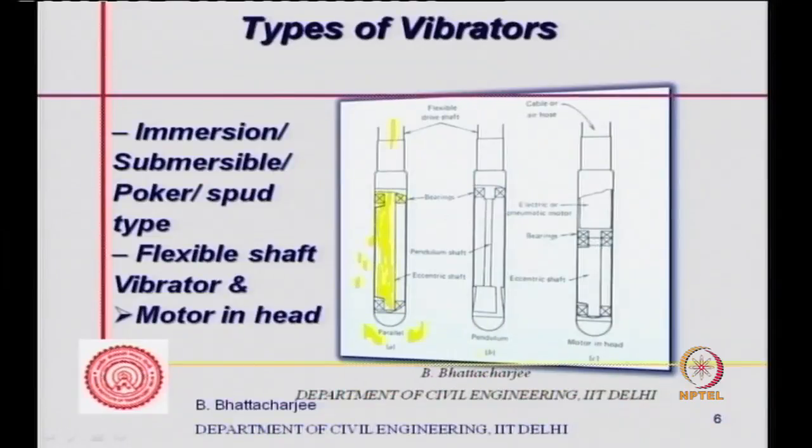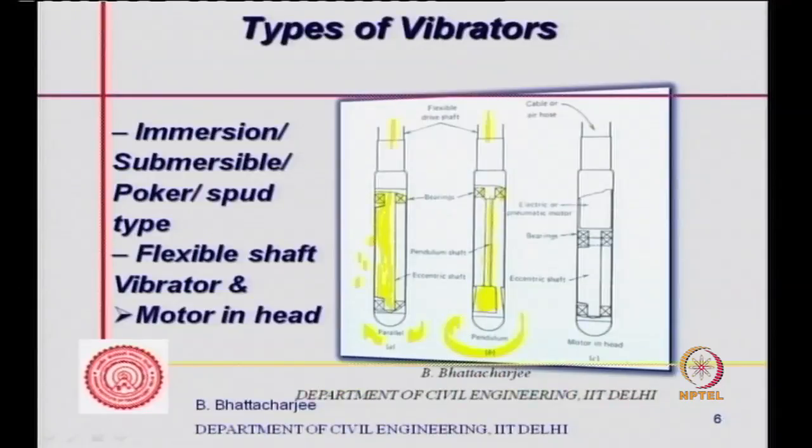The second type is the pendulum type, where the mass is here. The flexible shaft is here, which, as I said, is a spring. It's connected to the bearing, but there's a rod, again a pendulum shaft. Now this pendulum shaft is connected to the eccentric mass, and this eccentric mass again rotates and causes oscillatory motion of the vibrating needle that is there. So these are also called poker vibrators, needle vibrators.